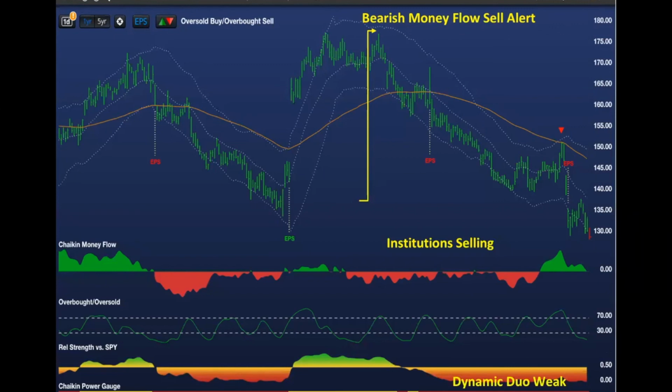So this is a powerful pattern. When you see it, react to it. If you're long the stock, take money off the table. If you're thinking of shorting it, it's a great time to put on a put spread.